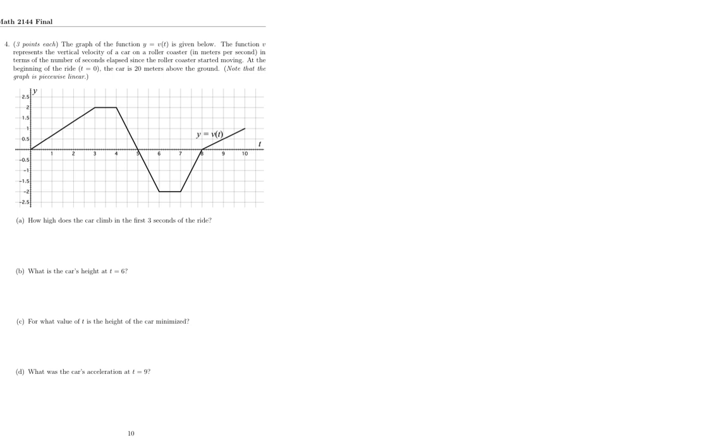Okay, so in the first 3 seconds of the ride, I'm going to be looking at this area under the curve here. So that will be the integral of v of t dt from 0 to 3. And that will tell me the vertical distance traveled. So I just need to compute the area of that triangle. So that'll be 1/2 times the base times the height, which is just 3. The units of that are, the velocity is in meters per second, so 3 meters.